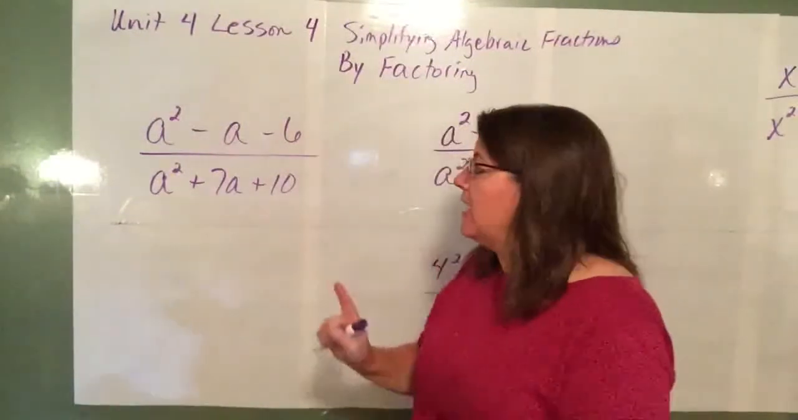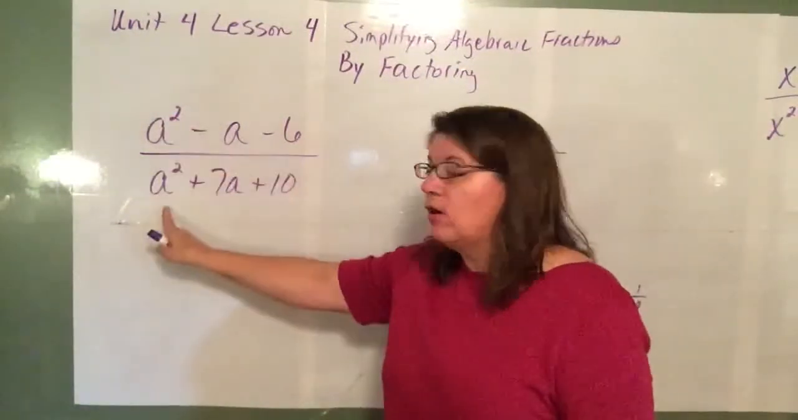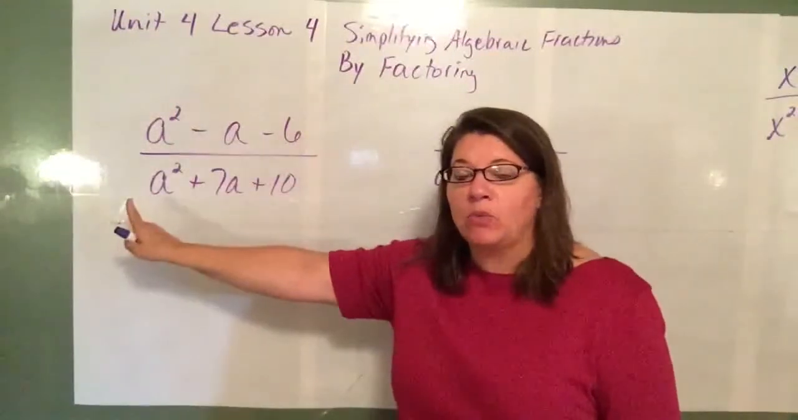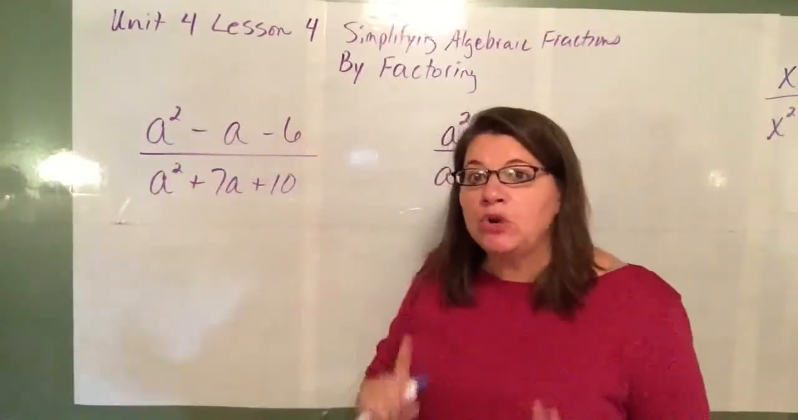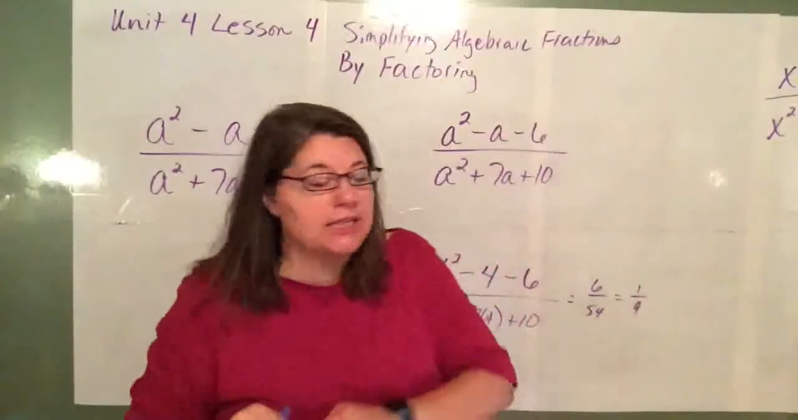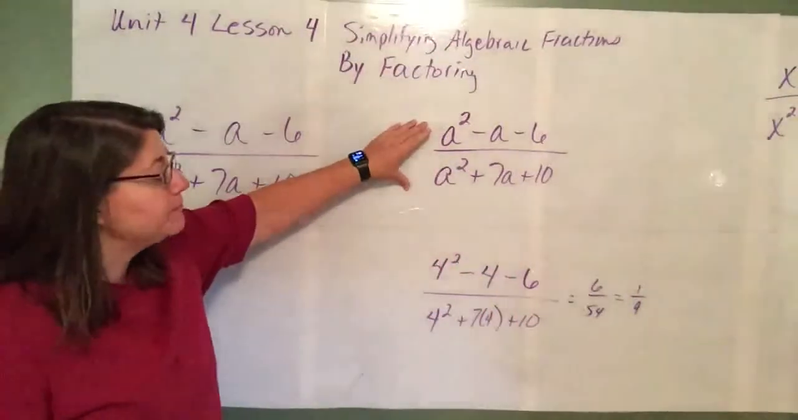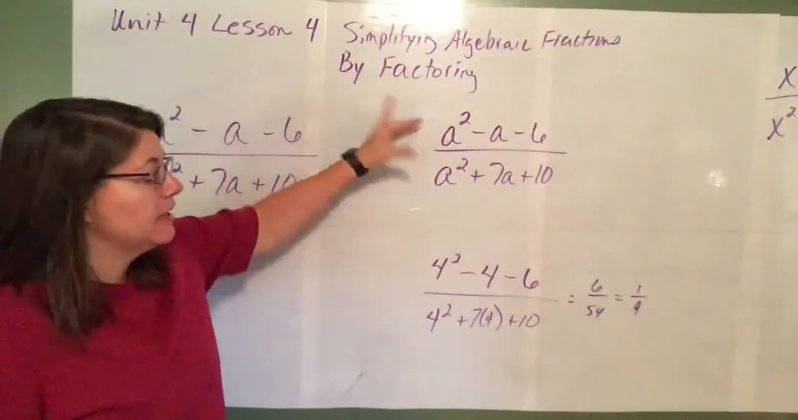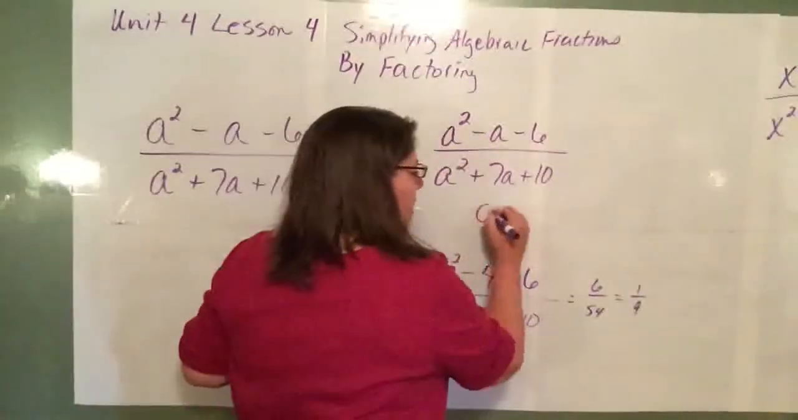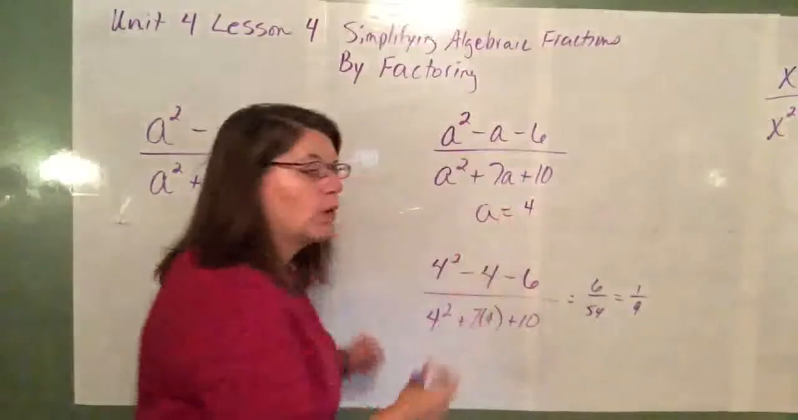You cannot cancel, like here, the a squared over a squared. You cannot cancel that and say it's 1. That's completely wrong. Now I want to show you why that's wrong before we get into the factoring. Okay, I've got the same problem here, and I'm just going to pretend like I'm going to pick a random number for a, and I just picked 4, okay?